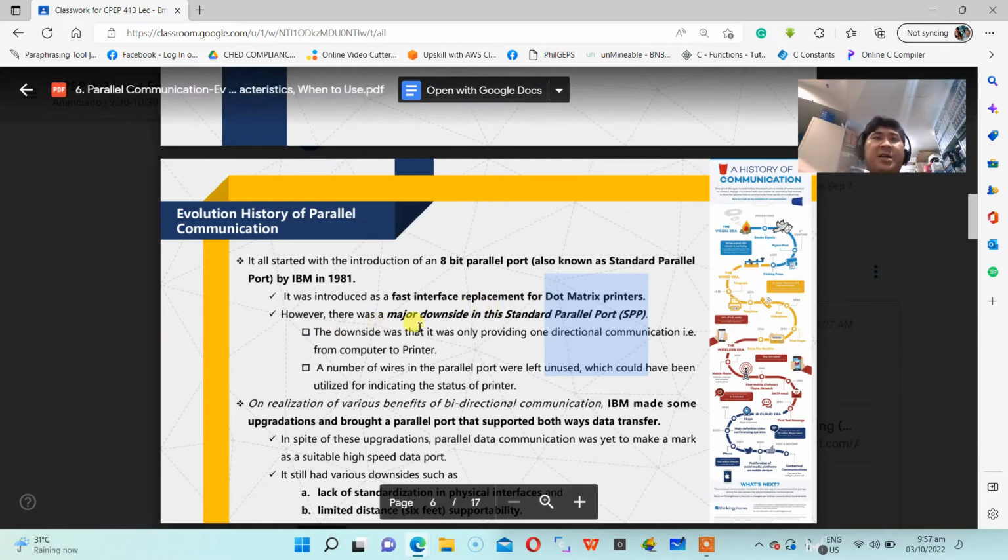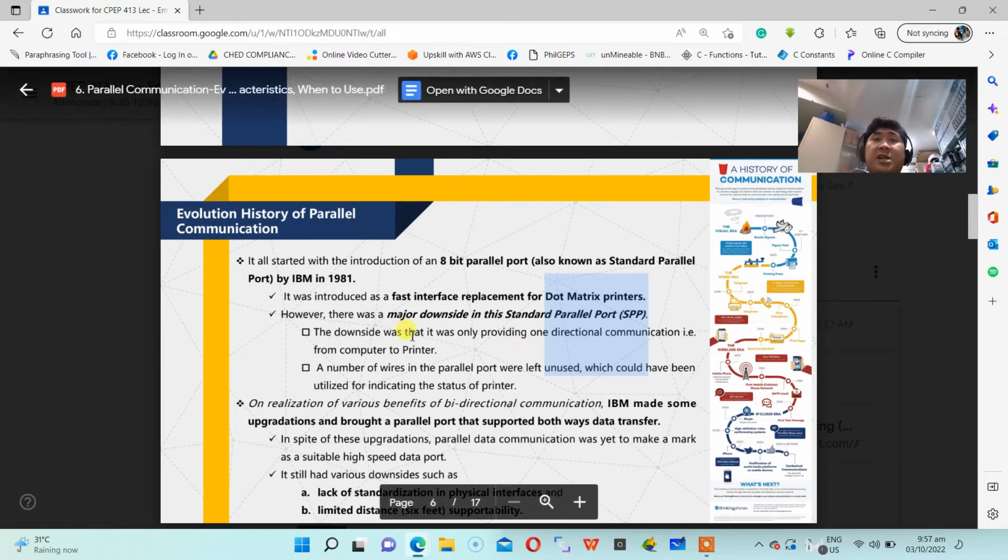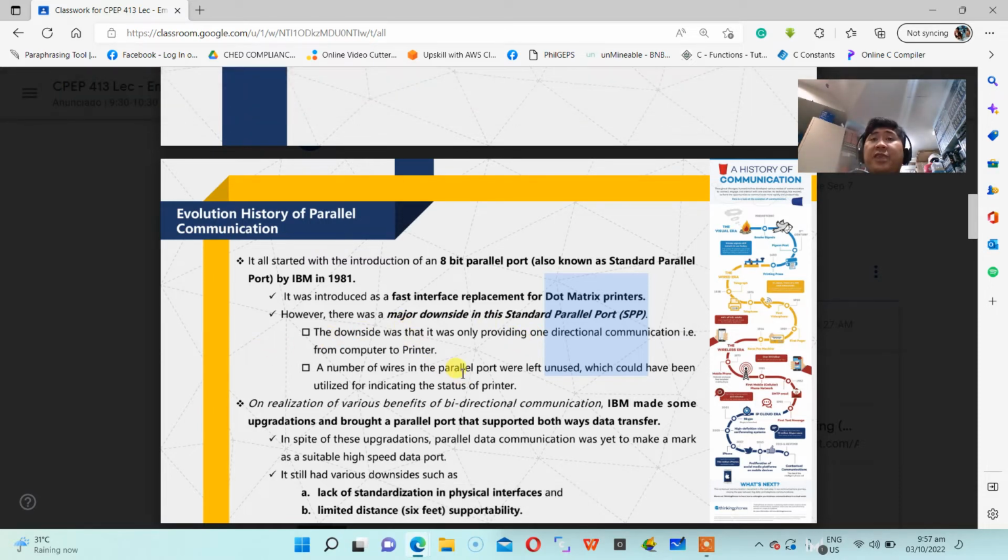However, there was a major downside of this SPP or standard parallel port. The downside was that it only provided one directional communication. So it was one way only. For example, computer to printer, but there is no printer to computer.